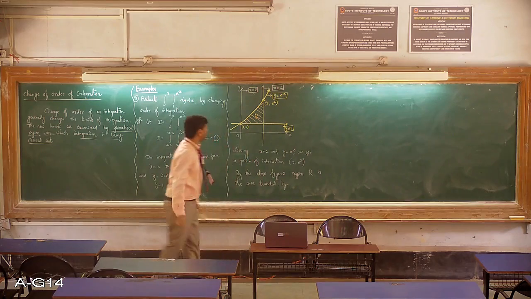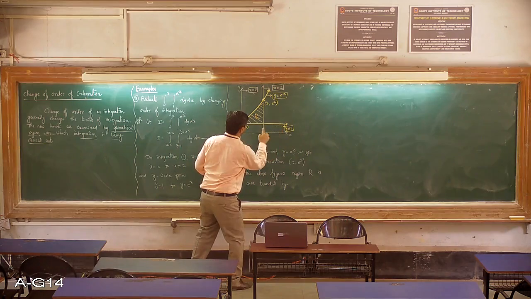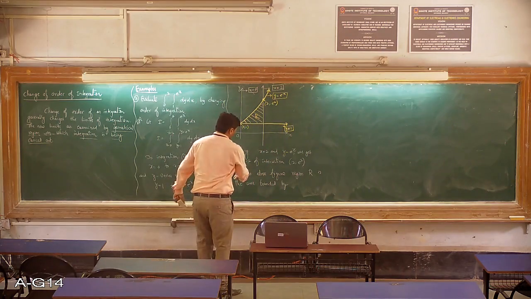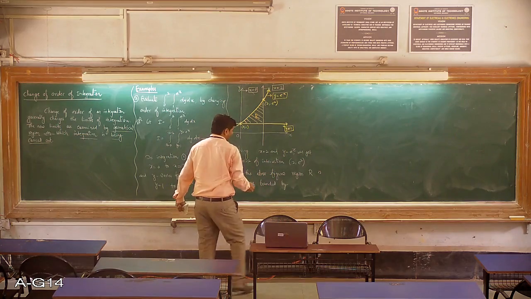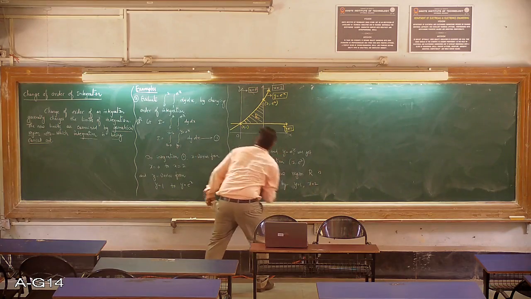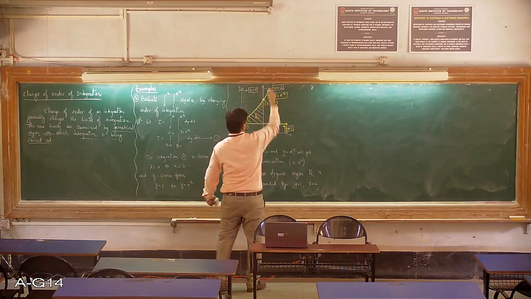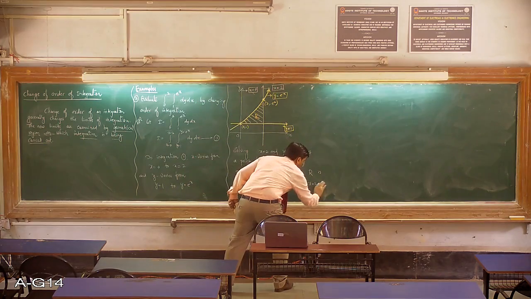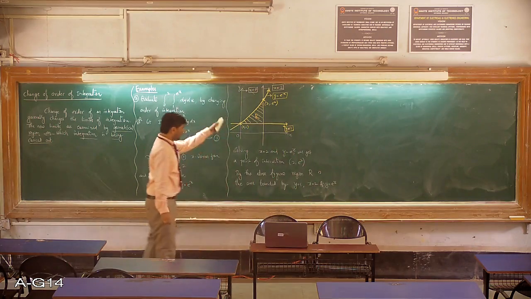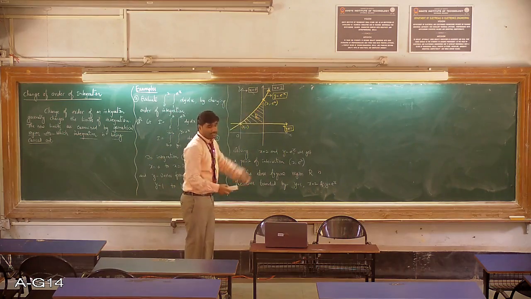bounded by y equals 1, x equals 2 and y equals e to the power x. Okay, by the above figure, region R is the area bounded by y equals 1, which means this line, x equals 2, which means this line, and this curve y equals e to the power x. So the area of integration is bounded by these three curves.